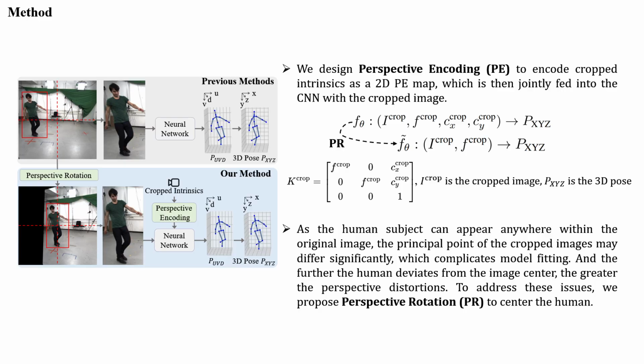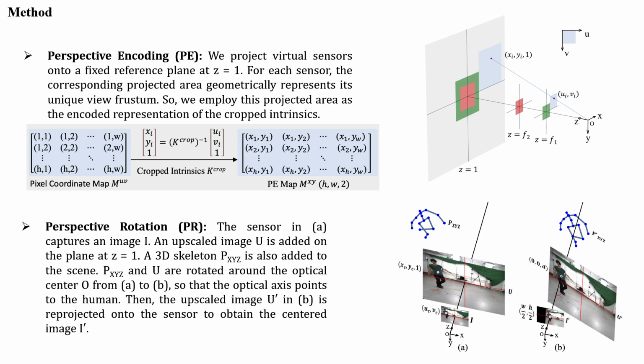Regarding the detailed implementation, to efficiently encode cropped intrinsics, PE projects virtual sensors onto a fixed reference plane and uses the corresponding projected area as the encoding result. For example, there are three virtual sensors with different cropped intrinsics.